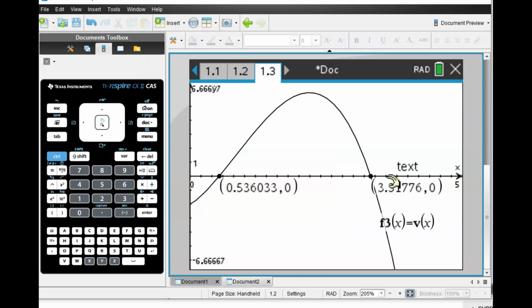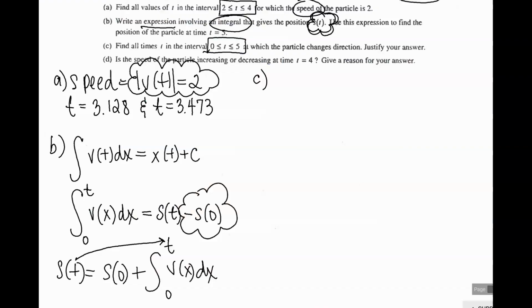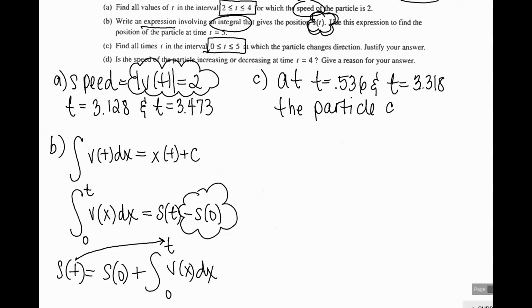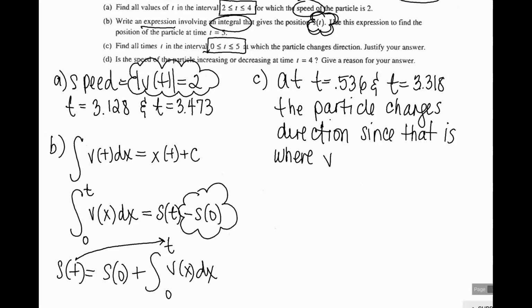And there's the other. All right, so I'm going to go back to my page and I'm going to write at t equals 0.536 and t equals 3.318 the particle changes direction, since that is where the velocity changes sign.